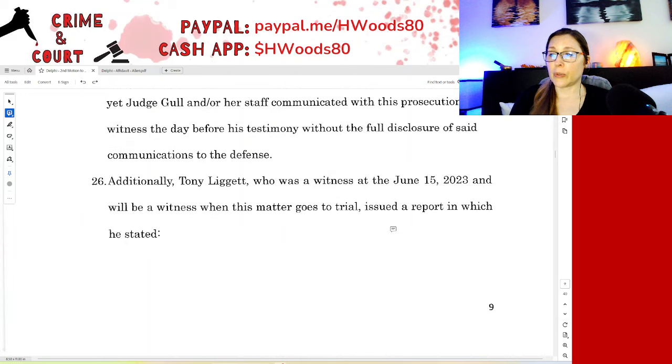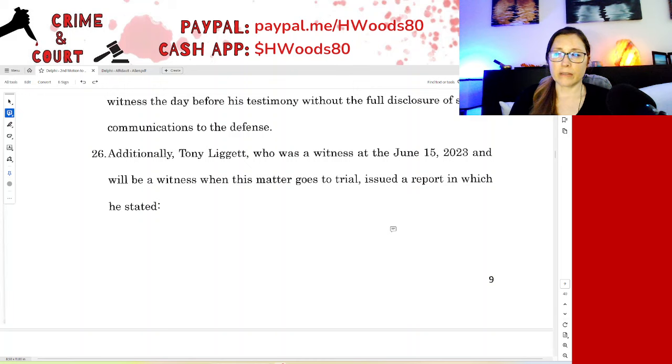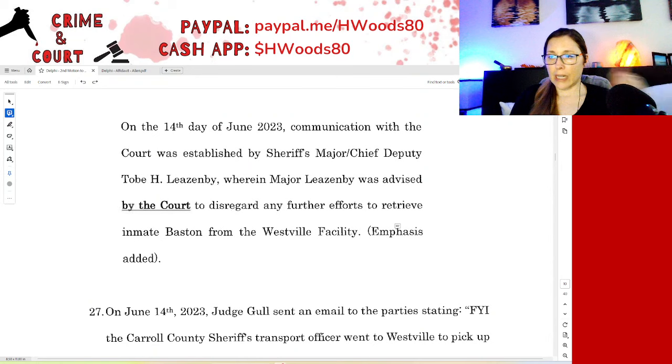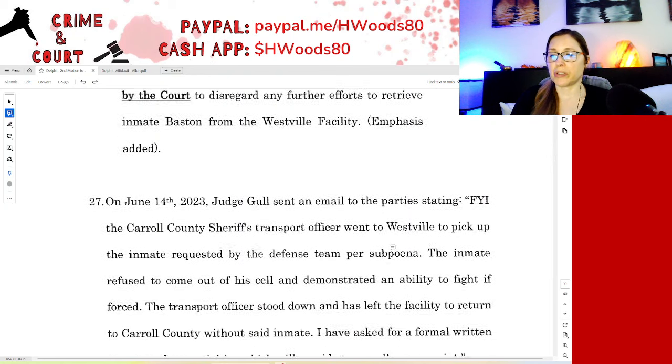Additionally, Tony Liggett, who was a witness at the June 15th, 2023 hearing, and will be a witness when this matter goes to trial, issued a report in which he stated, all right, on the 14th day of June 2023, communication with the court was established by Sheriff Major Chief Deputy Tobe Lesenby, wherein Major Lesenby was advised by the court to disregard any further efforts to retrieve inmate Baston from the Westville facility. Emphasis added. He was advised by the court. So Judge Gull said, you can disregard any future subpoenas on that guy.